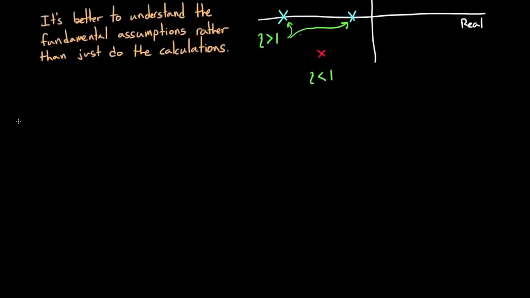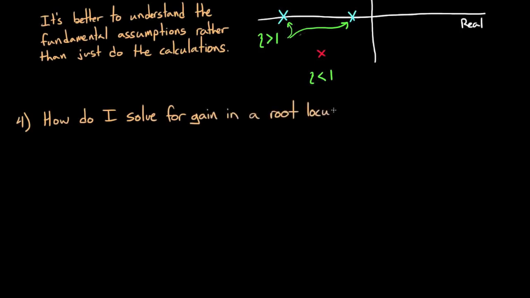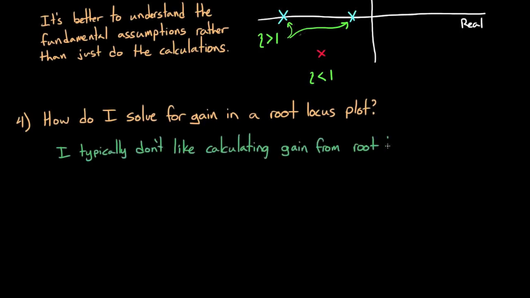Okay, moving on to question number 4. I was asked, how do I solve for the gain required to place the roots where I want them using the root locus plot? Now, I mentioned in one of my videos that I don't really like calculating gain from hand-drawn root locus plots, because I don't feel that's the best use of them.